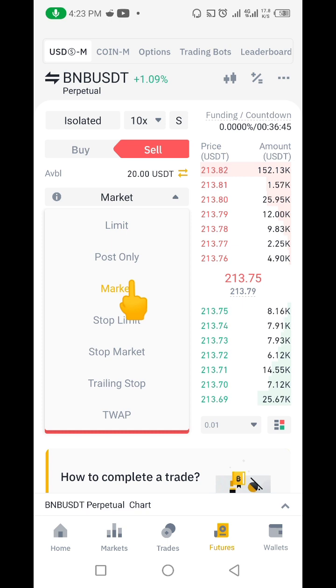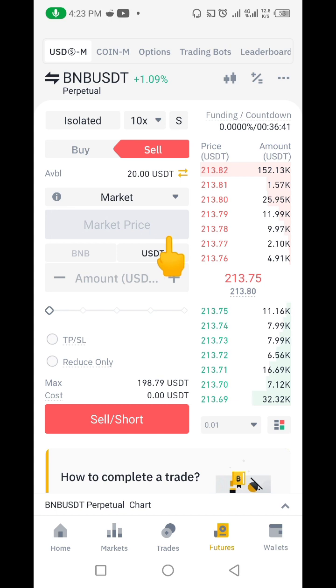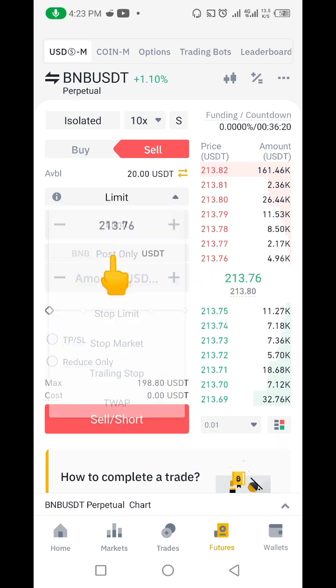On this market option, it means that you want to execute your trade at the present price of the market, the present price of BNB, that is the current price of BNB at the time of making this video. So whichever trade I'm executing, I'm executing it at this market price. But you can also decide to say, no, I want to do limit. Let me click on this limit now.